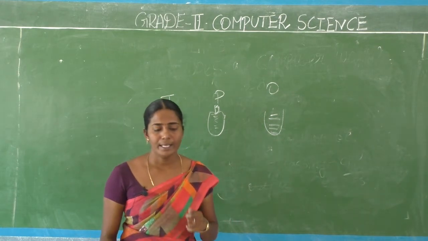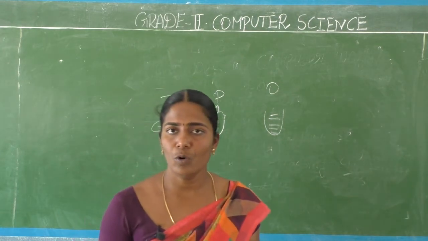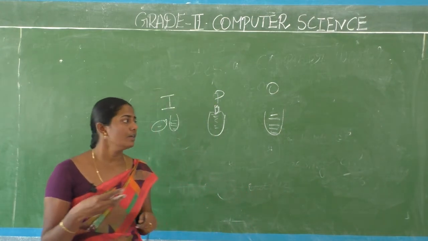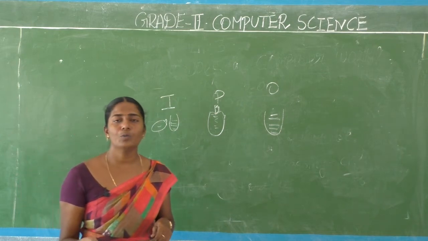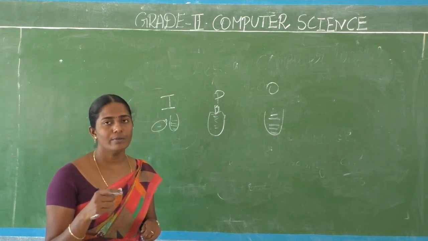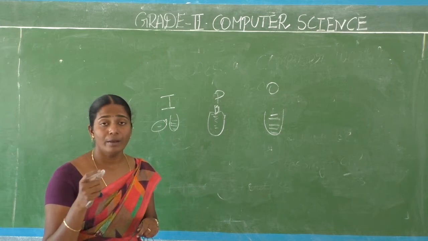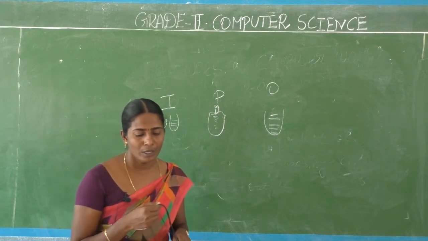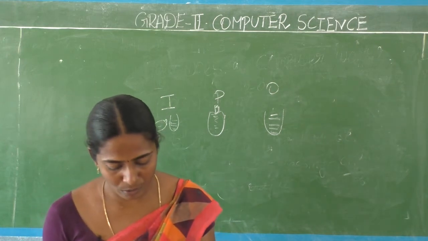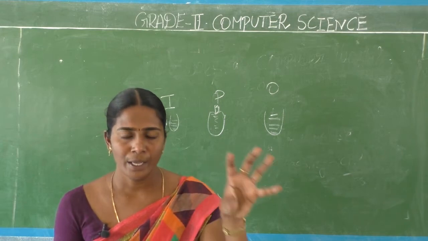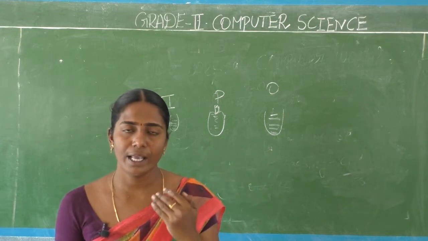As in that, what do we do in a system? Similarly, input, processing, output. What is input? We give the data, we enter the data using the keyboard and mouse. It is called the input. We use the keyboard and mouse to give the input. After that, processing. Where does processing happen?